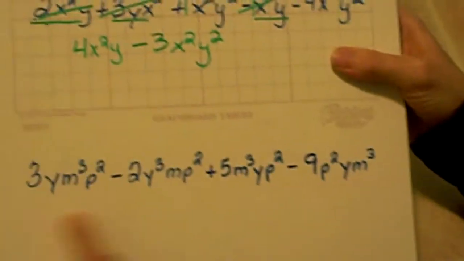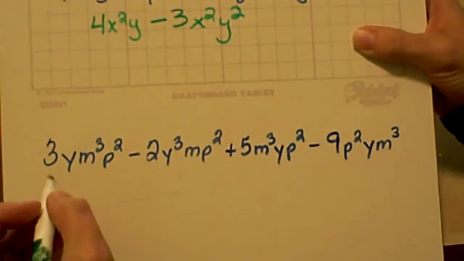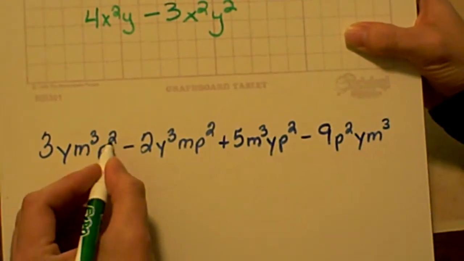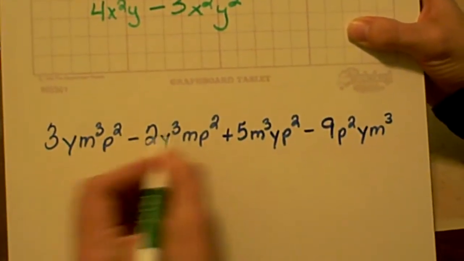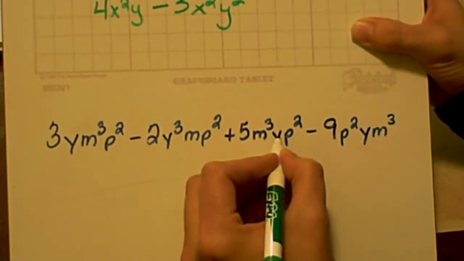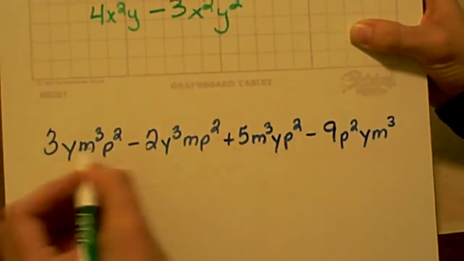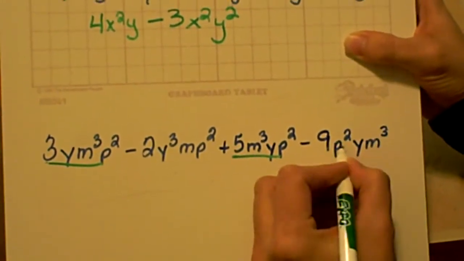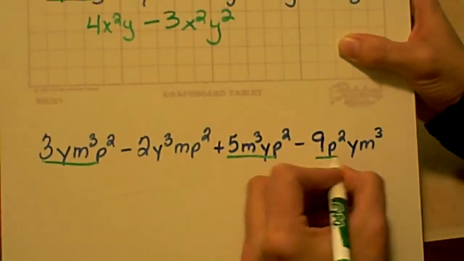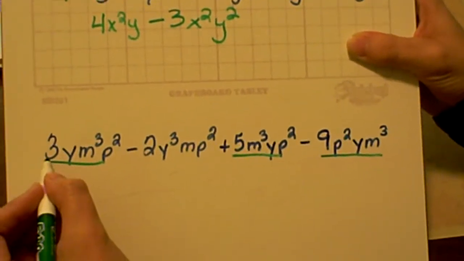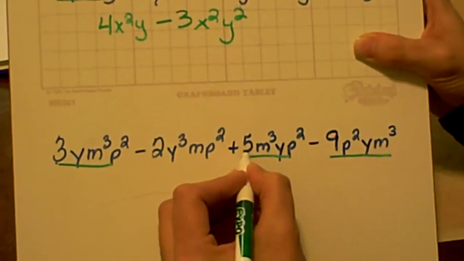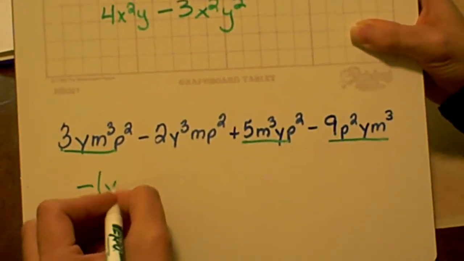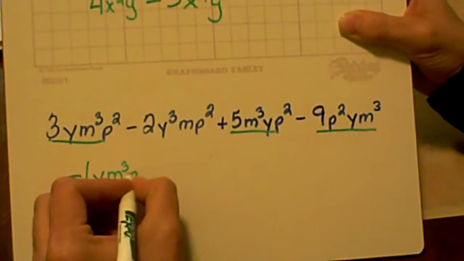For the last example, it's just a little bit longer. Just remember that they have to be exactly the same. Doesn't matter if they're not in the same order. y m to the third p squared. This one has y to the third, so these two aren't alike. So looking at this one, we have y m to the third p squared. So these two are the same. And this one has y m to the third p squared. So it's also the same with these two. We combine the coefficients, the numbers in front, 3 plus 5 is 8, minus 9 is negative 1. So we have negative 1 y m to the third p squared.